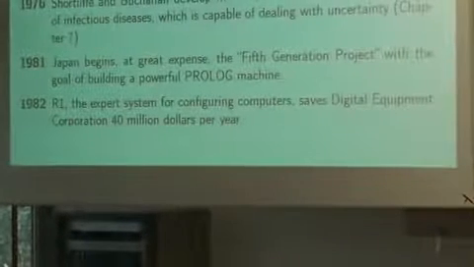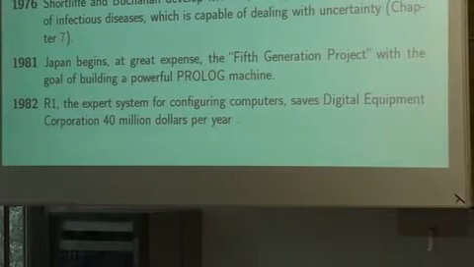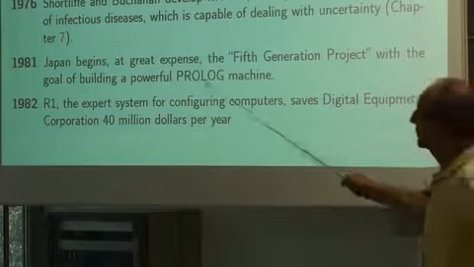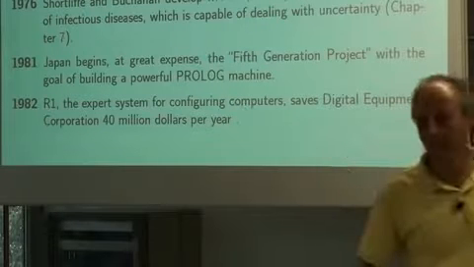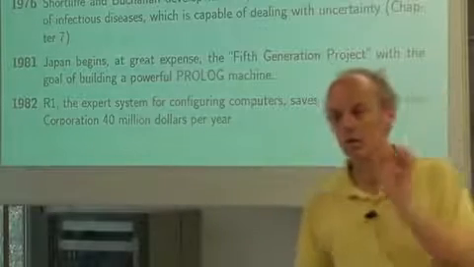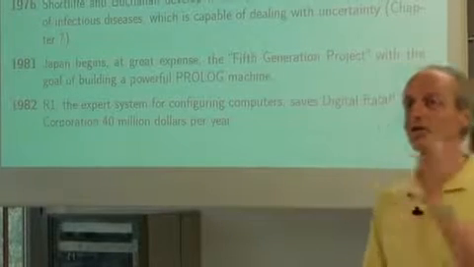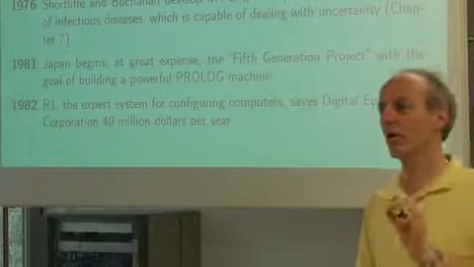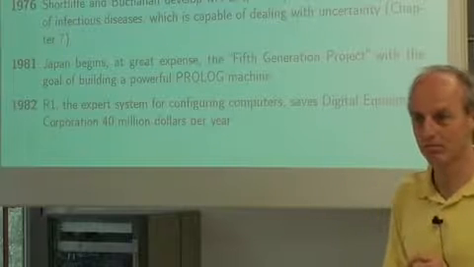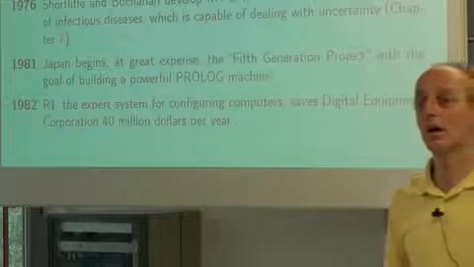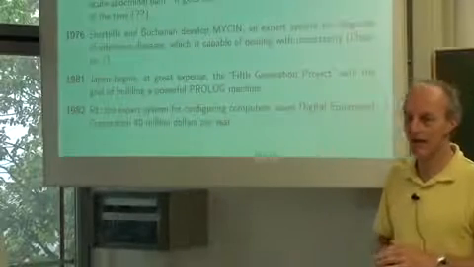In the 1980s, Japan put a lot of money into AI research. It was called the Fifth Generation Project, and their goal was building a powerful Prolog machine. Because at that time, the whole AI and computer science community believed it is just a matter of having good computer hardware. So we need to have this powerful parallel computer, and we will solve all the problems in AI.